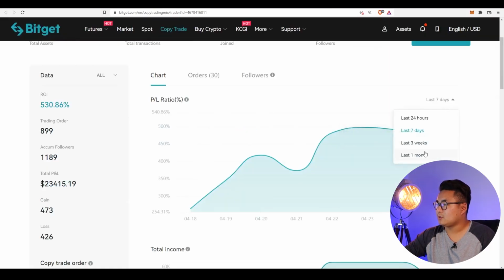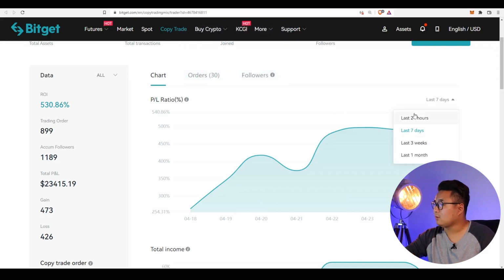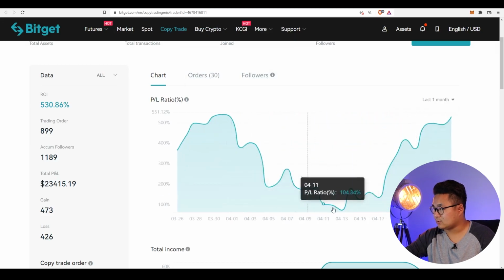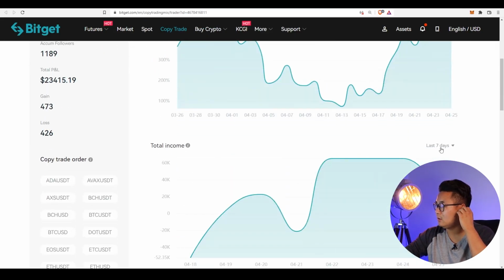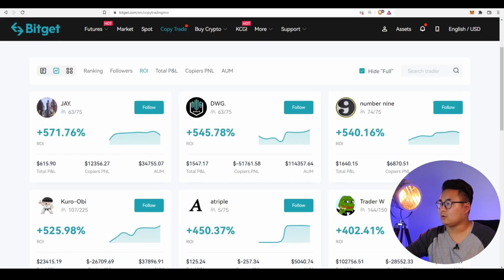Okay, P&L ratios are increasing. This is my ending return rate plus equals period return rate plus beginning return rate. Net value method. No, beginning return rate 0% when his algorithm is launched. For example, 100 at the beginning of the period and 220 at the end of the period, regardless of position close or whatnot. Period return rate is 20%, beginning period is 0. Okay, cool. So it is increasing over time, which is great. It has decreased down to 100%, 73%. Not so bad. 1 month. Okay, interesting. A bit too volatile for me.